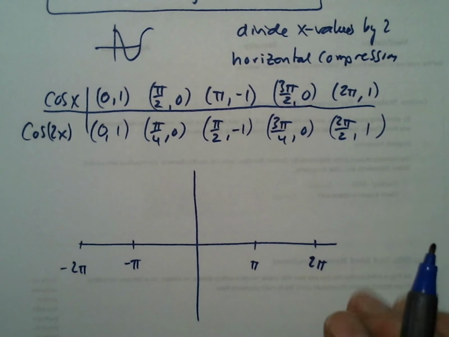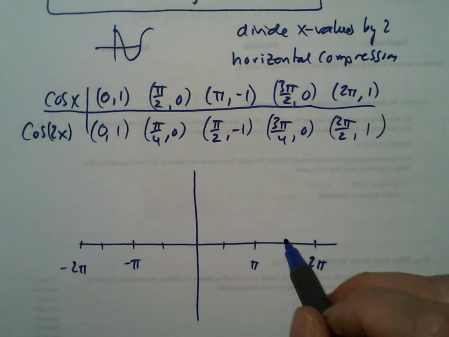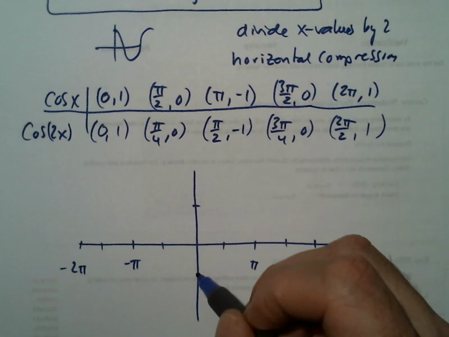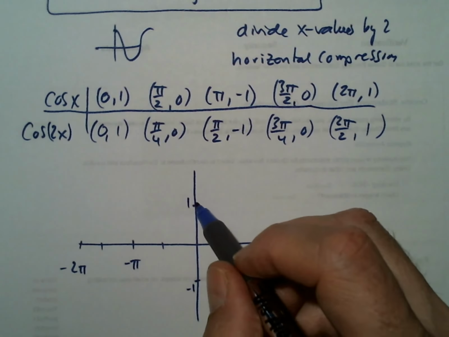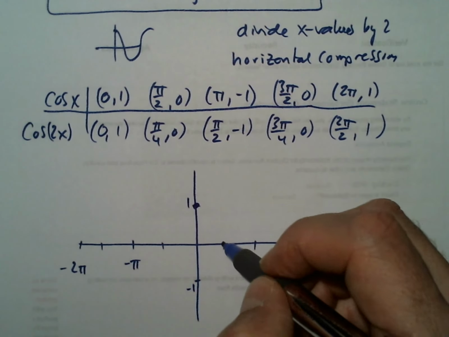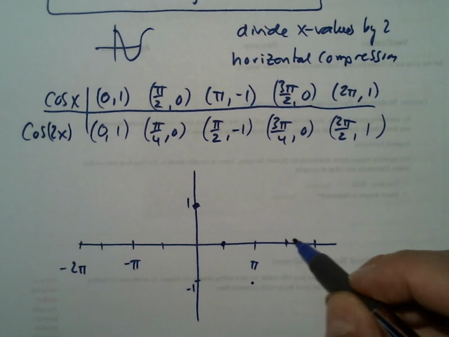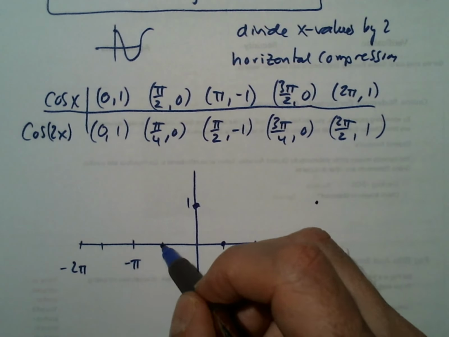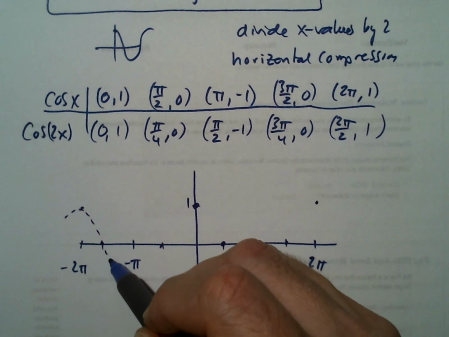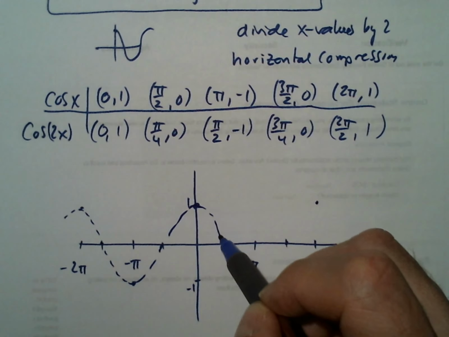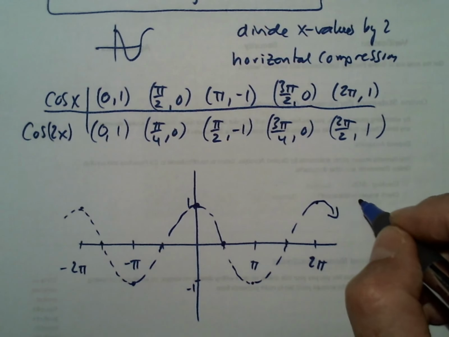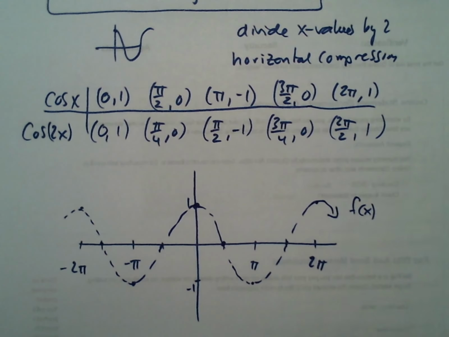And when we graph the parent function, this is all we need, but we're going to have to add more when we do the transformation. So we'll have 0, 1, pi over 2, 0, pi, negative 1, 2 pi, 1. And this is cosine, it's f of x.